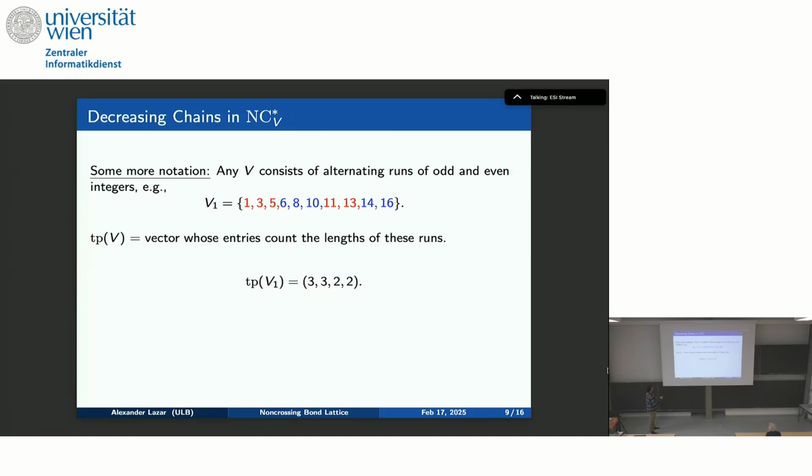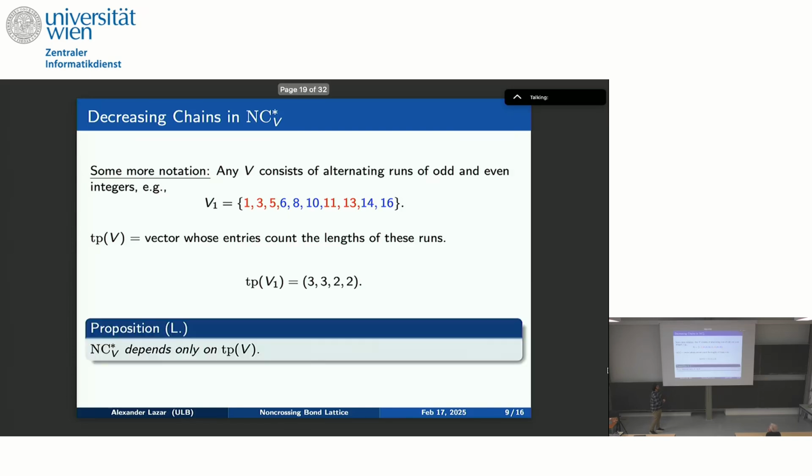And I'll let the type of a set just be the vector whose entries are the lengths of these runs. So in this case, the type of V is 3, 3, 2, 2. Yeah, so if you start with an even number or end with an odd, they kind of correspond to isolated vertices in this graph. So I'm going to discount it. You get a bunch of zeros, which will go away in the recurrence that I have.